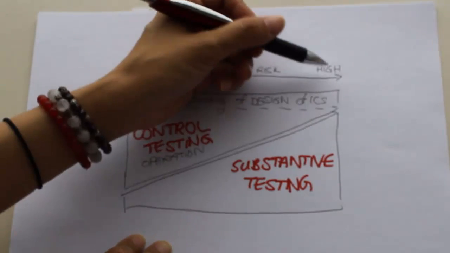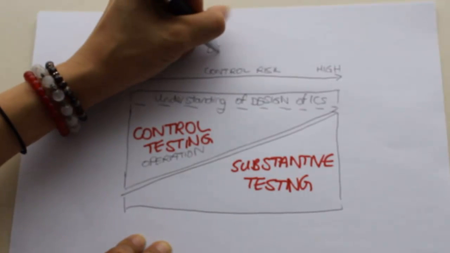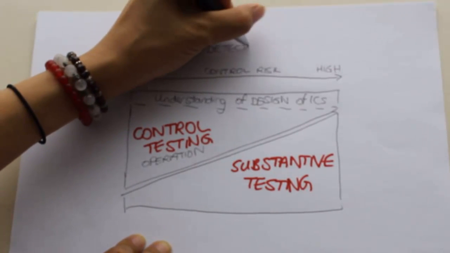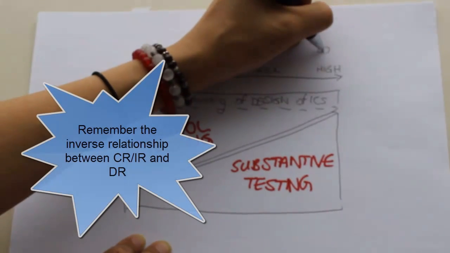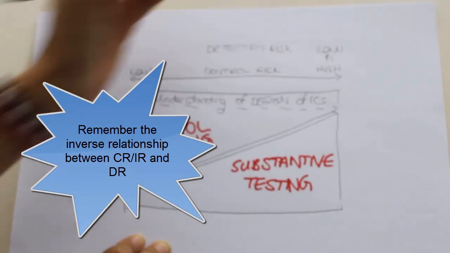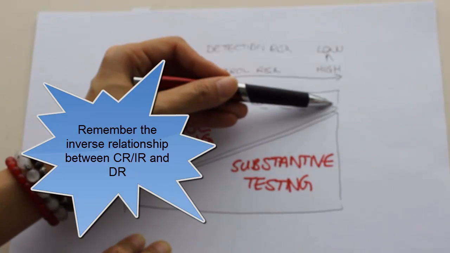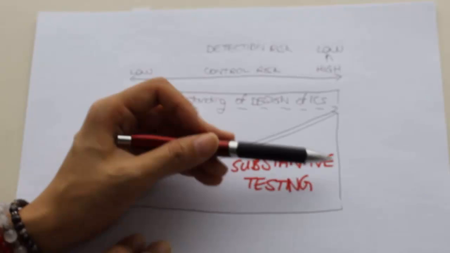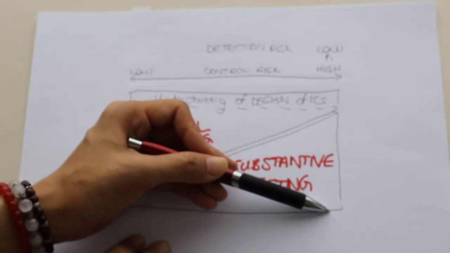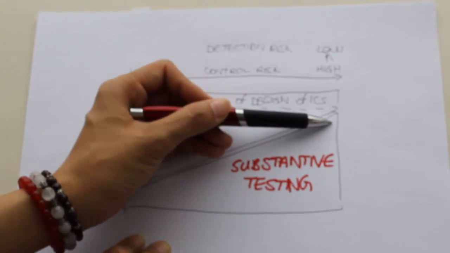So where control risk is high and detection risk is low, I'm going to gather an understanding of my internal controls, and then I'm going to do a significant amount of substantive testing to determine whether there are any material misstatements in the account.